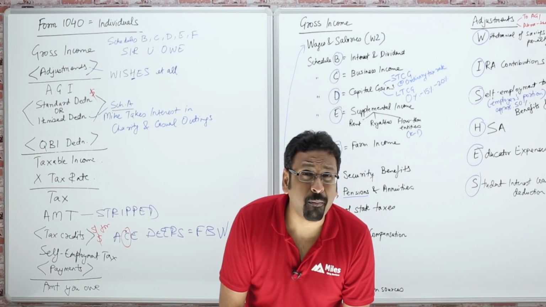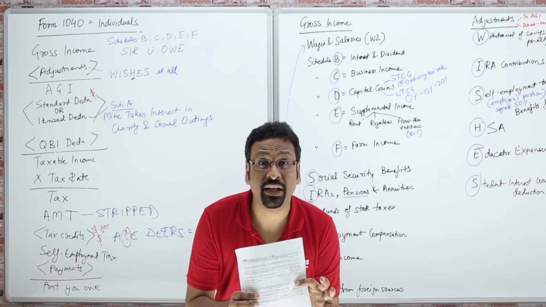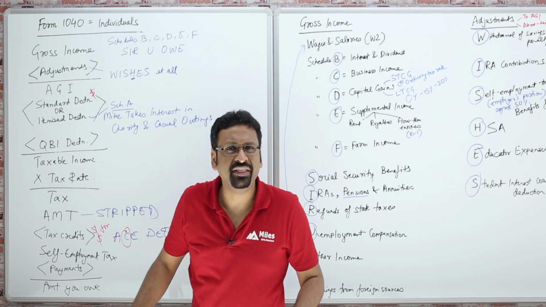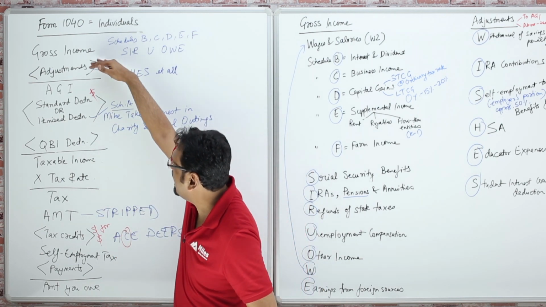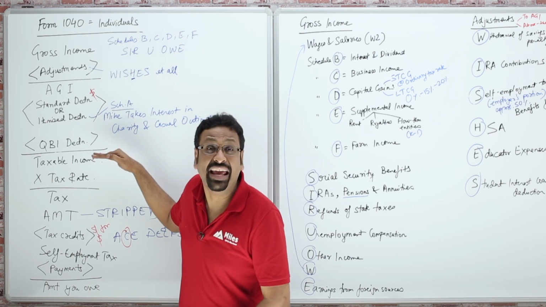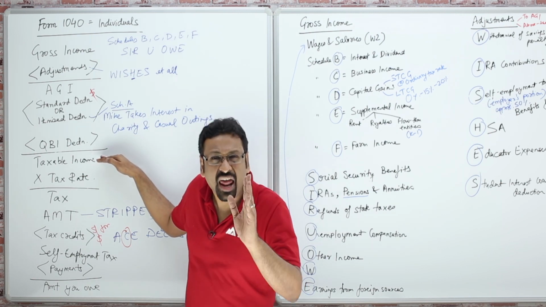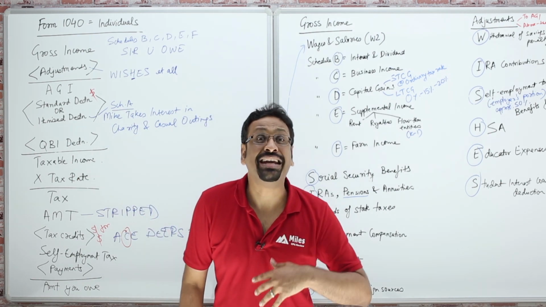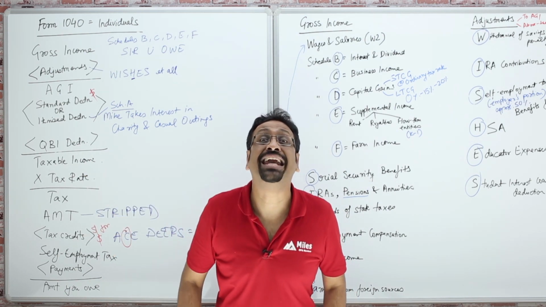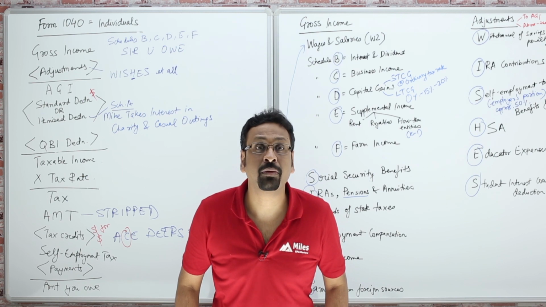We are on Form 1040. We started with gross income, and then we had a bunch of above the line and below the line deductions to get to taxable income. Now it's time to calculate taxes on your taxable income using your tax slabs.